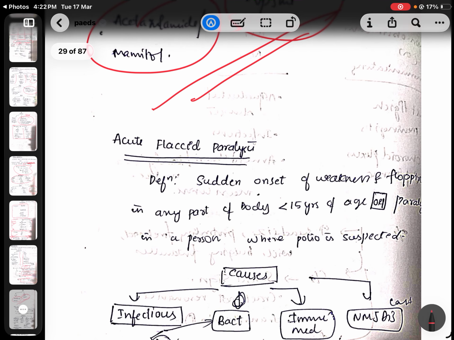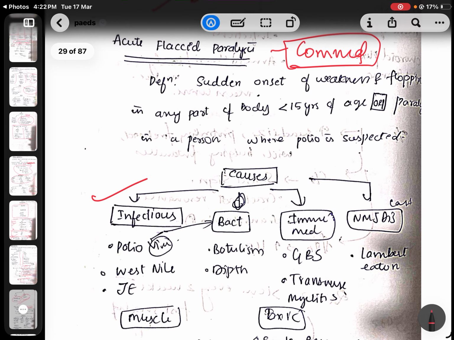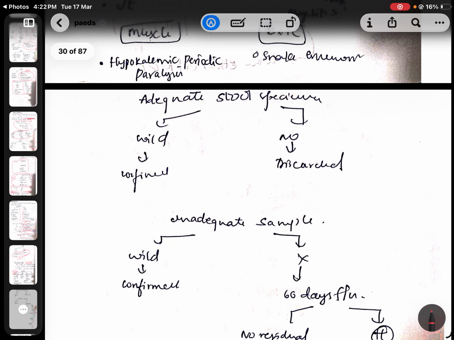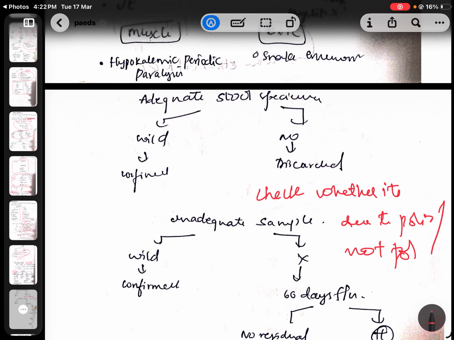Then again, acute flaccid paralysis. It's a proper common part, but since it's under CNS also, I've just mentioned it. So these are the causes. Again, this itself is 3 marks, so I've just written it. So again, the main idea is to check whether it's due to polio or not polio.